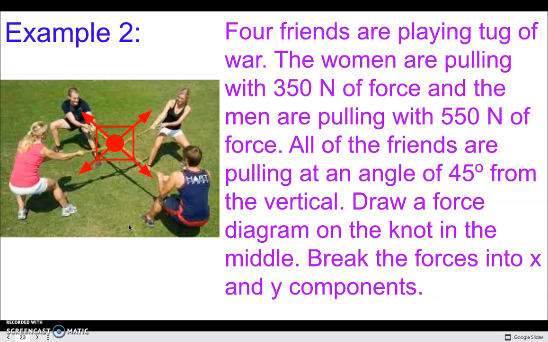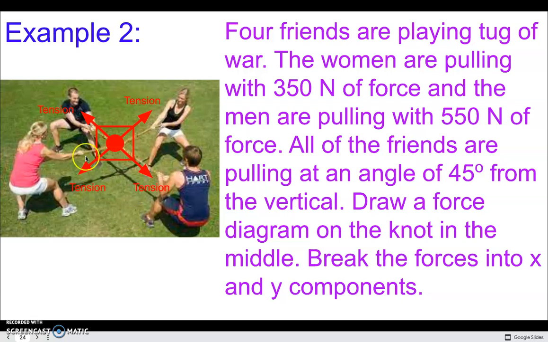So there's the force diagram on the knot. And so then each person's pulling with a force, although I guess maybe I should have made the arrows for the women a little bit shorter since they're not pulling as hard as the men in this example. And so each one of those is a tension. You could call them tension 1, 2, 3, and 4 if you wanted to. They're all tension forces though.